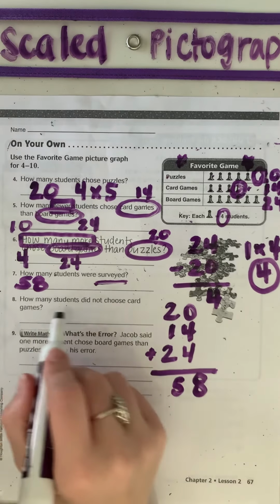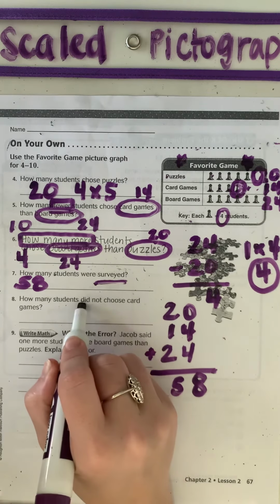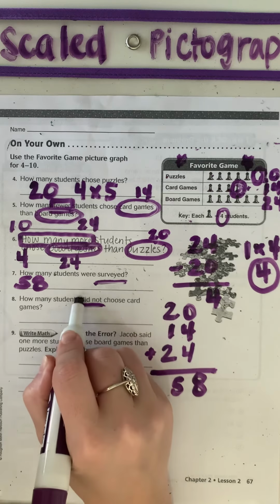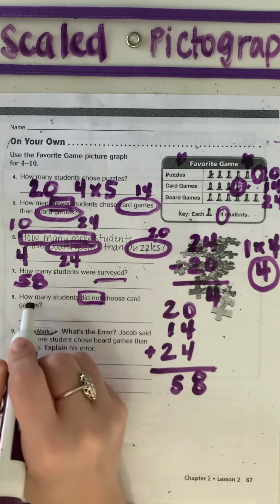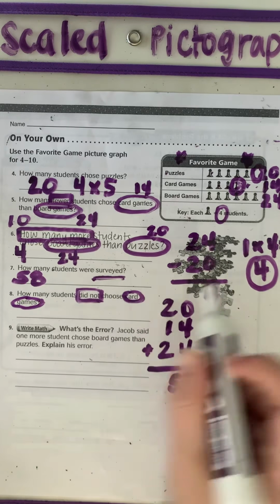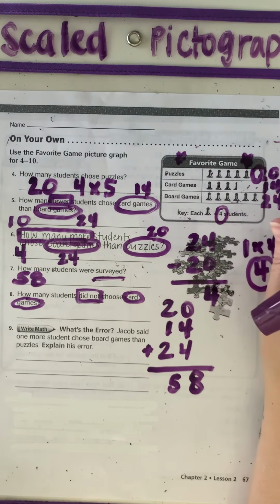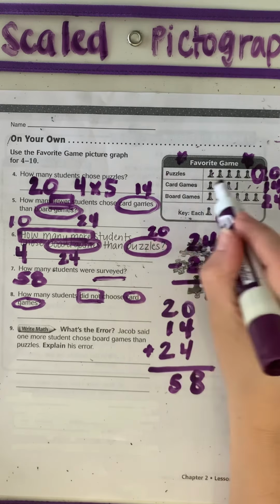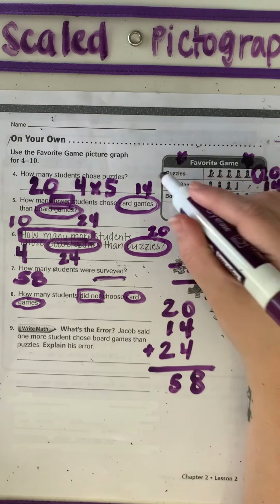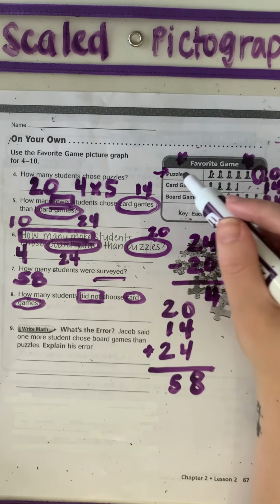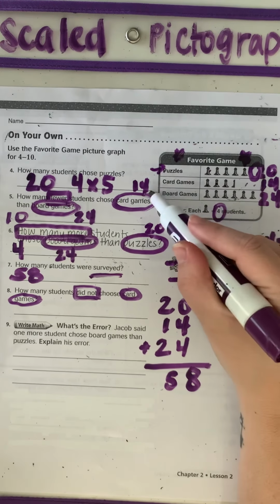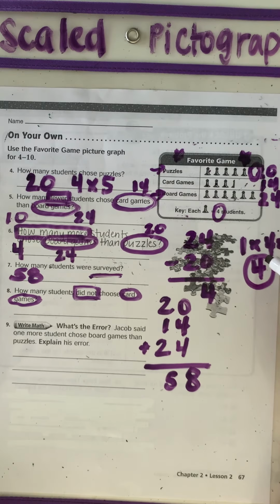The next one says, how many students did not, that's kind of important, did not choose card games? So if they chose card games, I'm not going to look at them because it's asking me how many students didn't pick card games. So I know puzzles is not card games. They picked something else. And board games is also picking something else. So I need to know how many people is that.